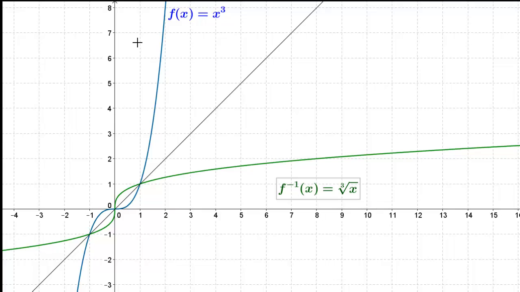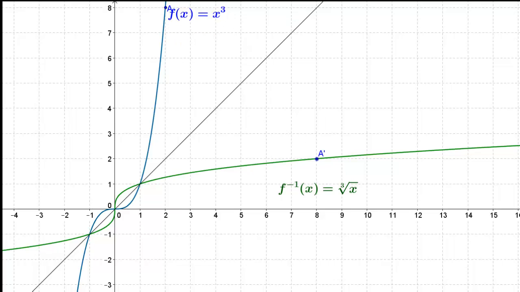And for each point on f of x, if we switch the x and the y, the input and the output, we get a corresponding point on f inverse of x. For example, point A is at (2, 8) on f of x. If we switch the 2 and the 8, we get (8, 2), which is A prime, the point over here on f inverse of x that's reflected across this line y equals x.